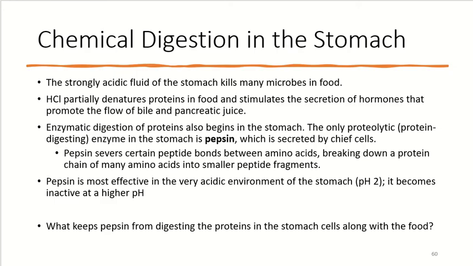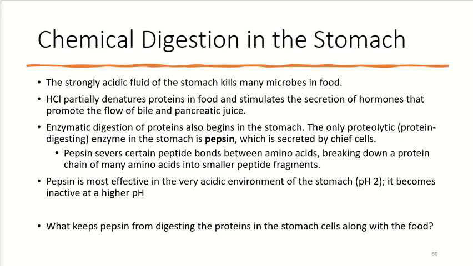So, moving forward continuing with our chemical digestion in the stomach, this strongly acidic fluid that's going to be found in the stomach is going to kill any sort of microbes that are in food. This is a good thing. It generally helps to prevent food poisoning for the most part, not always. Hydrochloric acid is also going to partially denature the proteins that are in the food, and it's going to stimulate the secretion of hormones that are going to promote the flow of bile and pancreatic juices from other parts of the digestive system. This is going to help with digestion as well.